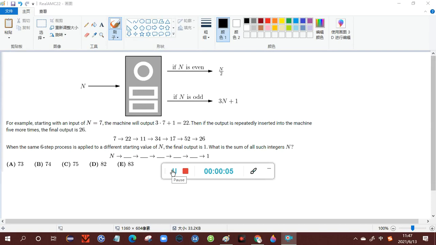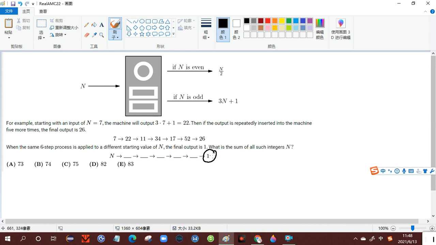This week we are going to talk about this problem. So this problem we can start with the final output. Remember that n always has to be a positive integer. So let's start. We can start with 1. N to 1, first process.